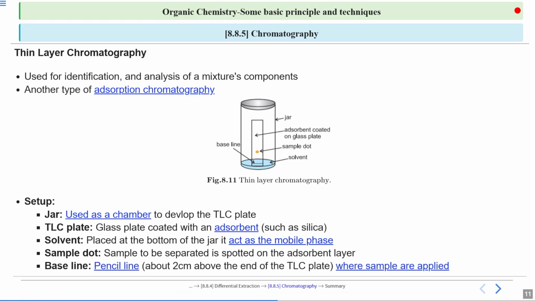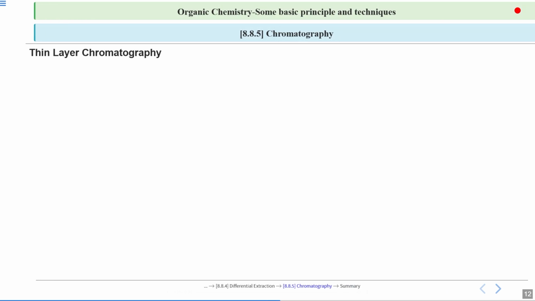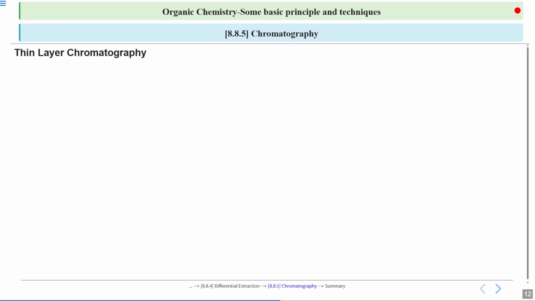Next, we have a baseline. You take a pencil, about 2 cm above the bottom, and draw a line on the TLC plate with the help of a scale. That is acting as a baseline. This will act as your reference point and help you to measure how far the component has traveled during the whole process. Now, let us try to understand the procedure of this thin layer chromatography.